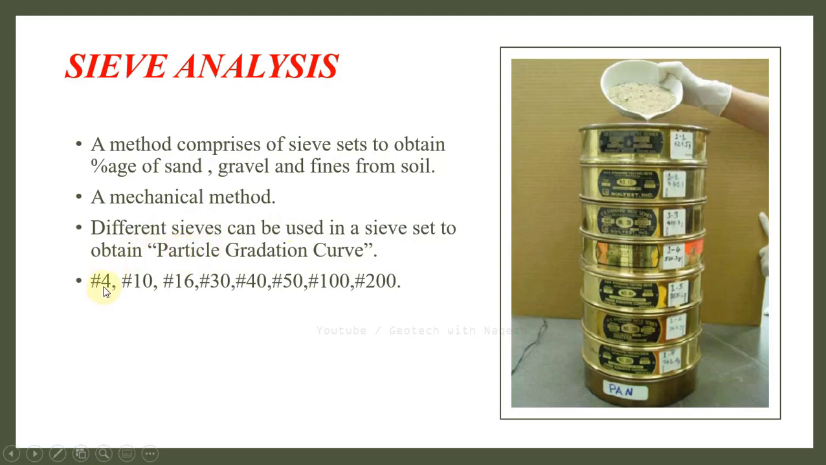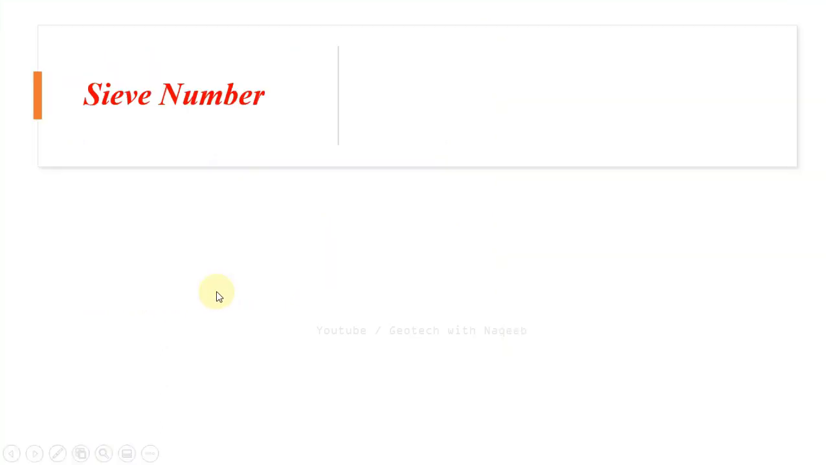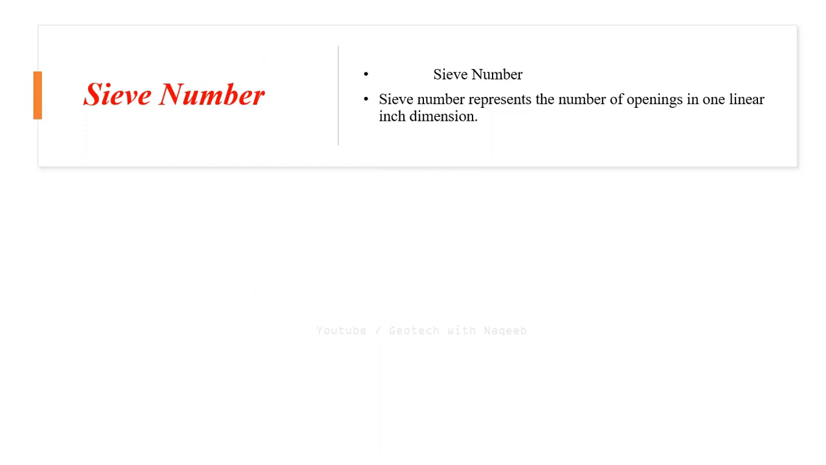Usually we can use sieve number 4, 10, 16, we can add 20 as well, then 30, number 40, number 50, number 100, and 200. One can add more than the sizes mentioned here. So what is the sieve number? The sieve number represents the number of openings in one linear inch. For example, sieve number 4 means that in one linear inch there are 4 clear openings. This is the meaning of sieve number.